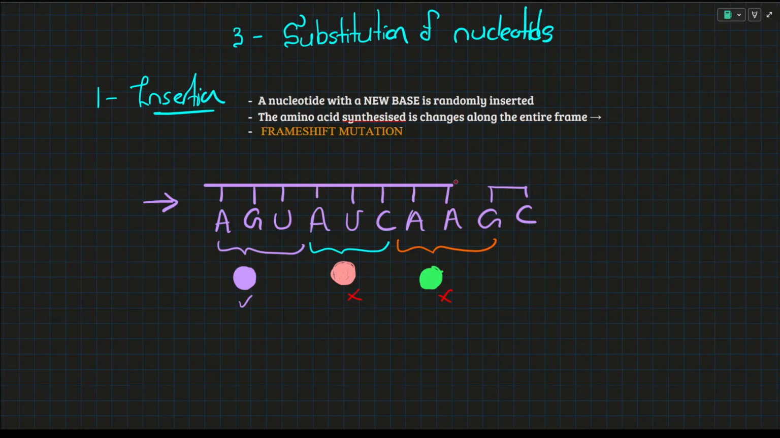Why? A frame shift mutation has occurred. Because of the frame shift mutation, everything is being read in a different manner. So the entire frame is different, and this is a huge problem. We usually say that this has a knock-on effect.